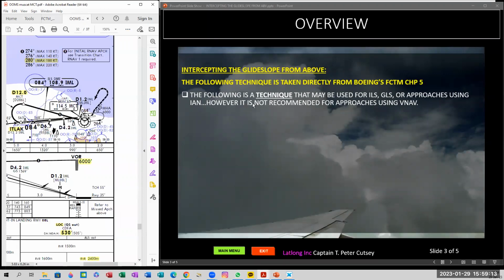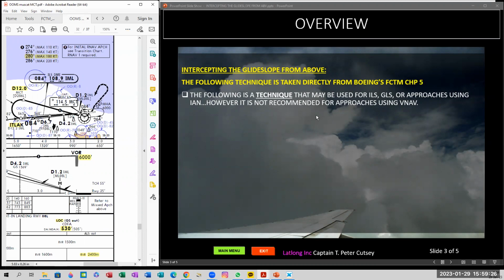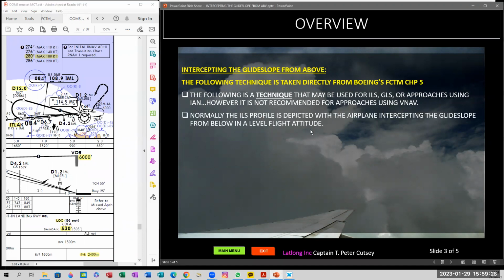All right, the following is a technique that may be used for ILS, GLS, or approaches using EN. However, it is not recommended for approaches using VNAV for obvious reasons. Normally, the ILS profile is depicted with the airplane intercepting the glide slope from below in a level flight attitude.